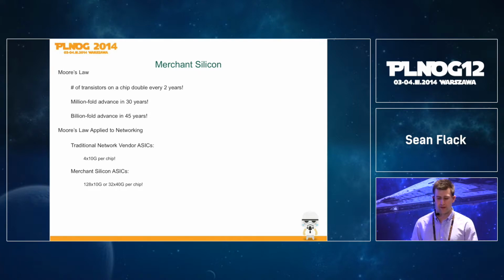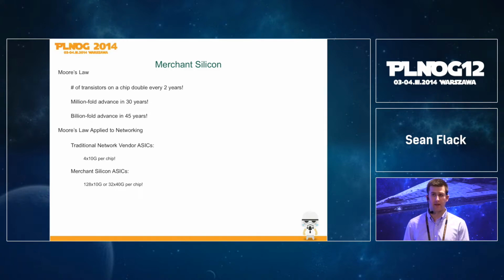So Moore's law is saying that the number of transistors on a chip or on a CPU doubles every 2 years. This means that in the last 30 years, we've seen a million-fold increase in the number of transistors. In the last 45 years, we've then seen a billion-fold advance in the number of transistors. Now, apply this to networking. Some of the traditional ASICs that we see out there have around about 4 10-gig ports per chip. Merchant silicon these days, we're getting up to 128 times 10 gig or 32 times 40 gig.